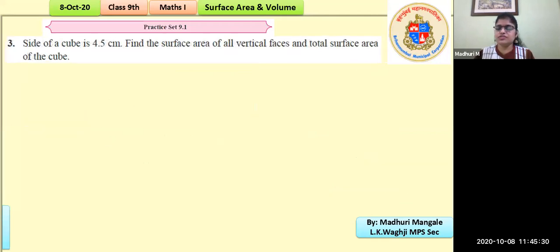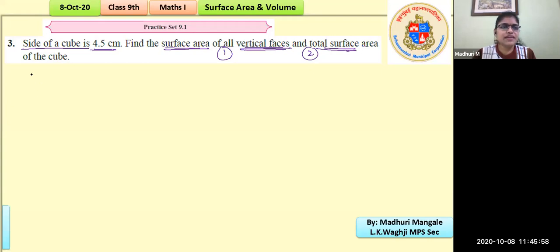That's the next question, the third one. Here we are given the side of a cube is 4.5 centimeter, and we are asked to find the surface area of all vertical faces. So concentrate again. First thing, we are asked to find the surface area of vertical faces. That is just the vertical faces, that is the curved surface area. And second, we are asked to find the total surface area.